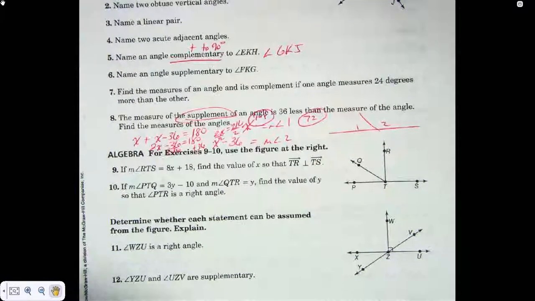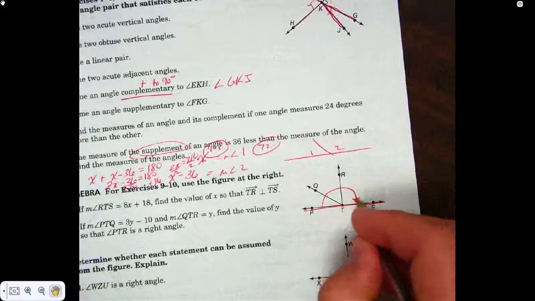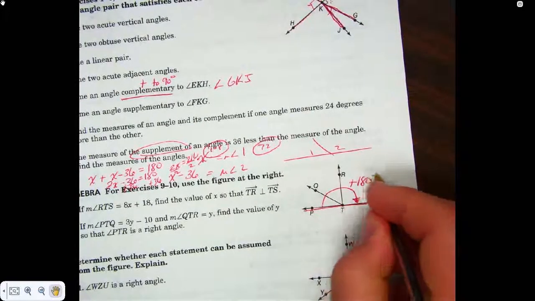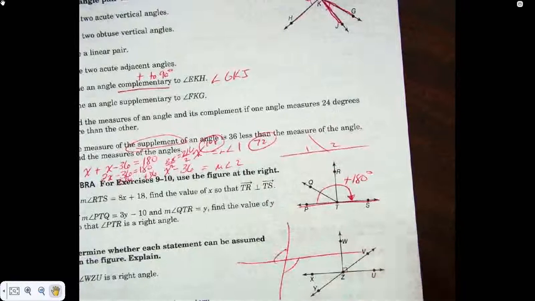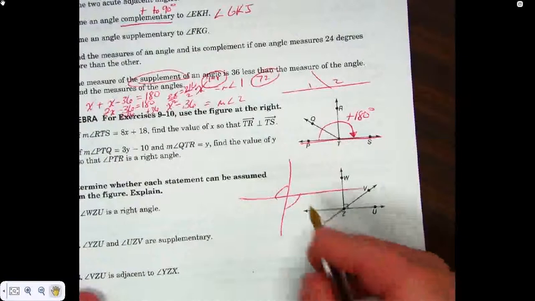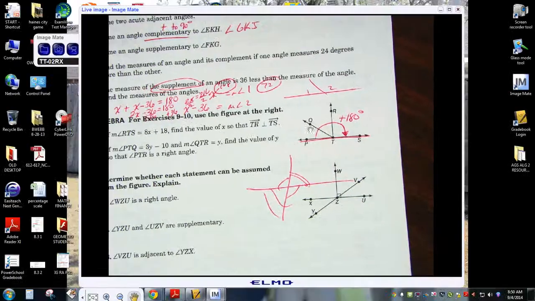Now, what happens when I have a straight line? What do I know about this right here? Somebody tell me. They add to 180. Very important. Anytime two lines intersect, what do I know about the opposite angles? What are they? And they're what kind of angles? Vertical angles. Test tomorrow. Be ready.